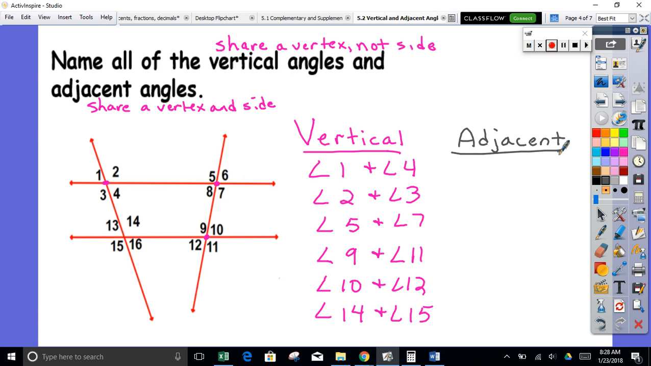Okay, so adjacent angles, just a reminder, are angles that share a vertex and share a side. Ailey, what's a pair of adjacent angles? 1 and 2. As we said, there are 16 of these, so we'll do about 6 maybe. Reagan, another pair of adjacent angles. 5 and 6. 5 and 6, good.